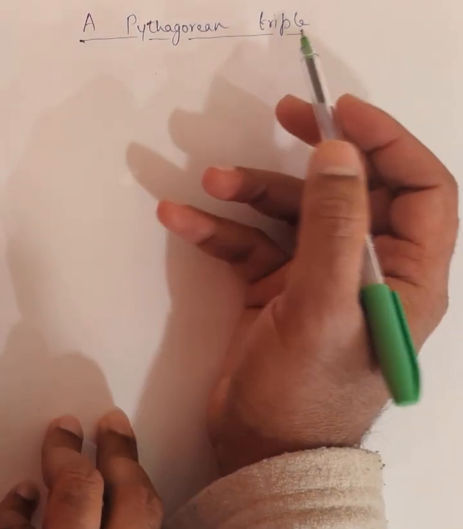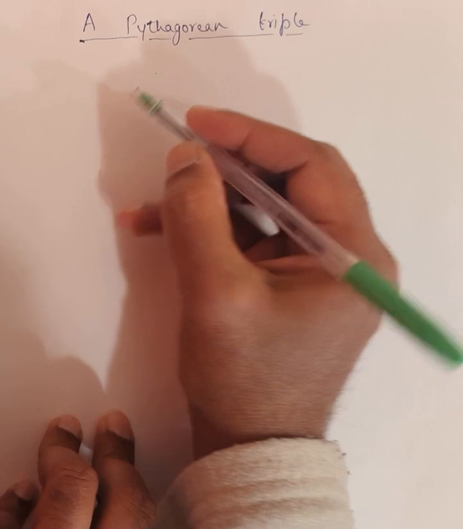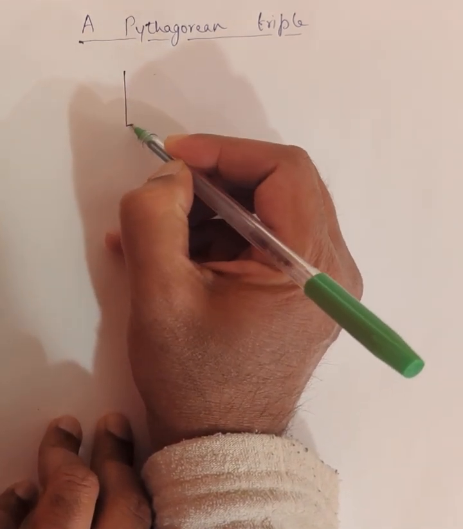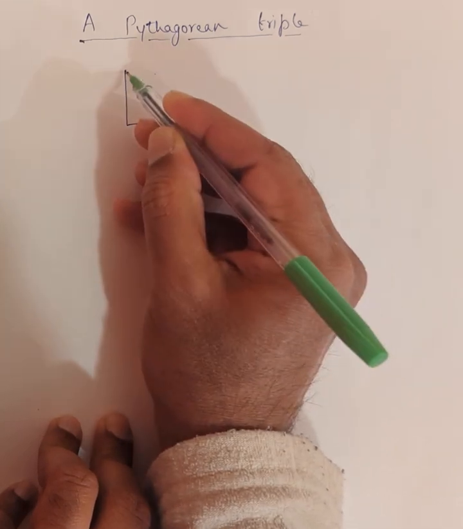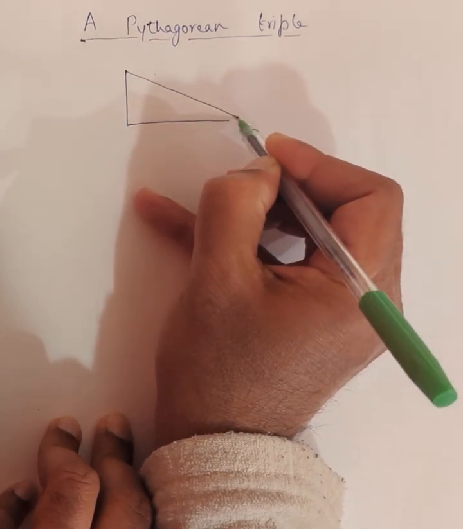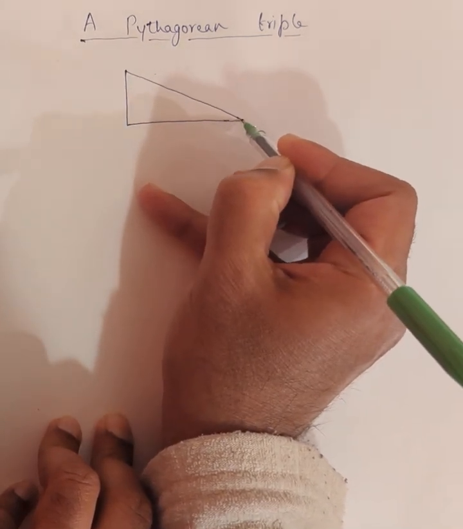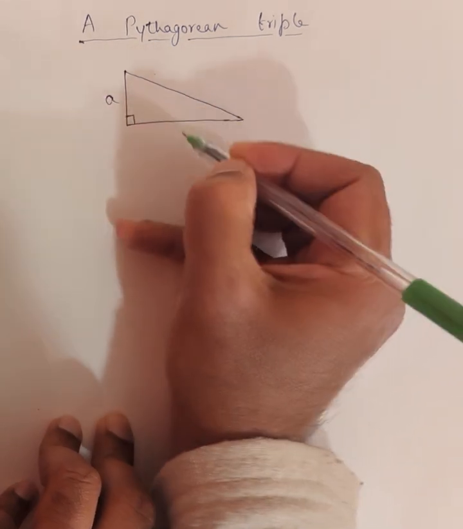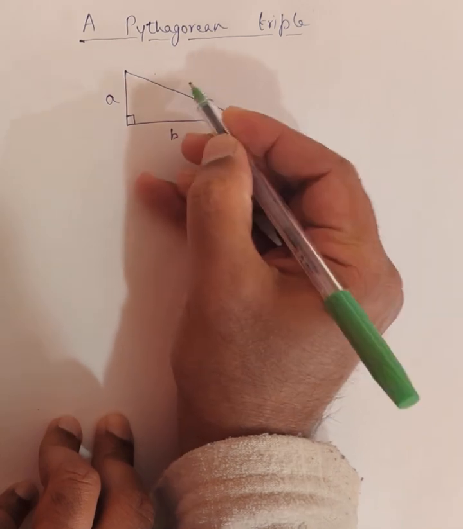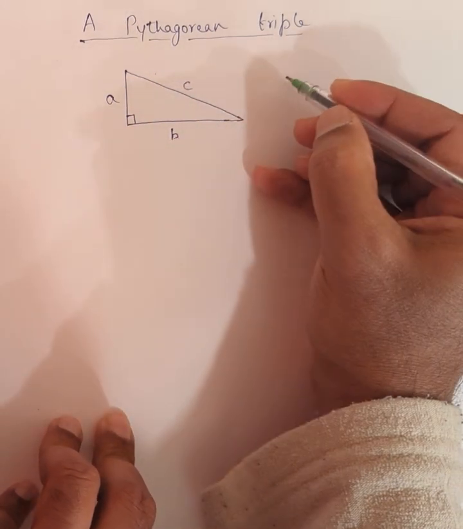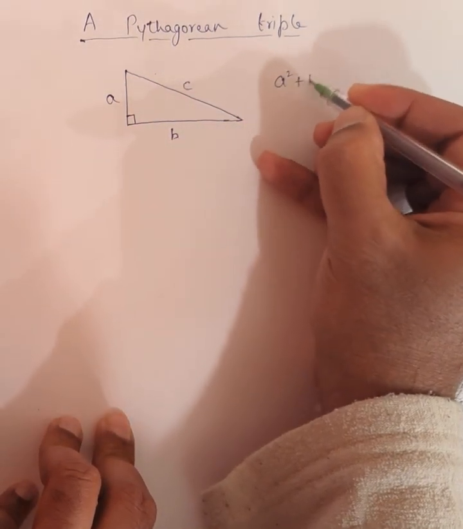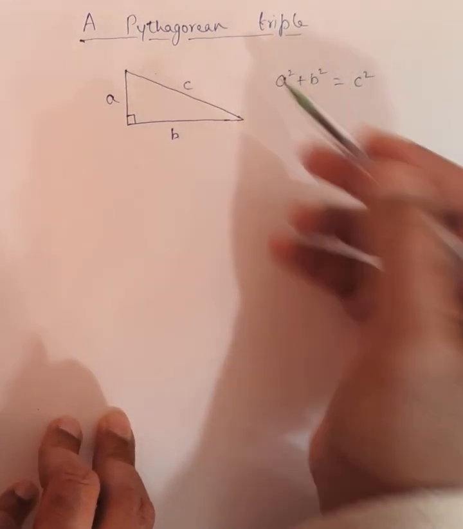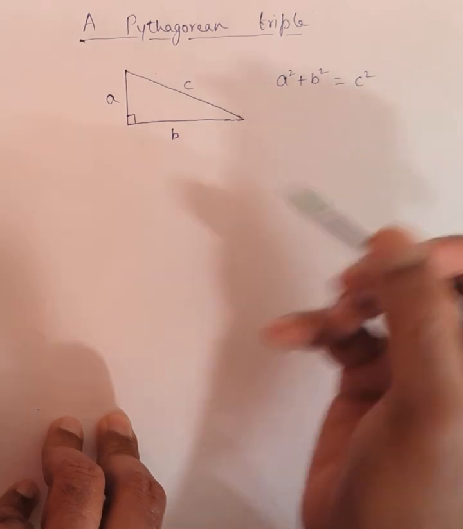A Pythagorean triple. Now, I'm assuming that you already know what the Pythagorean theorem is. It states that in a right triangle, if the legs are of length A and B, and the hypotenuse is C, then A square plus B square equals C square. So that's the relationship for the Pythagorean theorem.